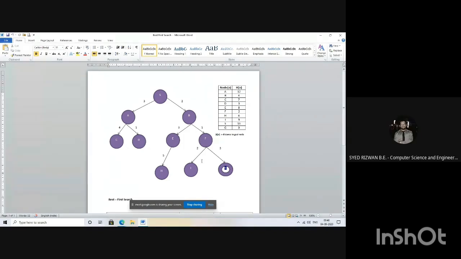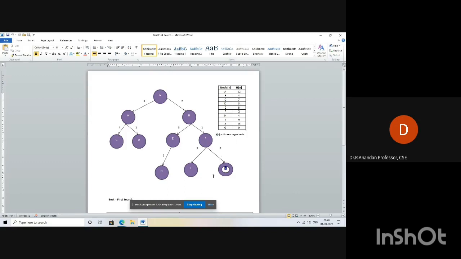Sir, will the cost of each node be given, or do we have to write it ourselves? It will already be given. The cost from S to A, S to B will be given. The cost from source to destination will be given. The cost of each node will also be given. Your job is to find the optimal path using best first search, the shortest distance or optimal path.